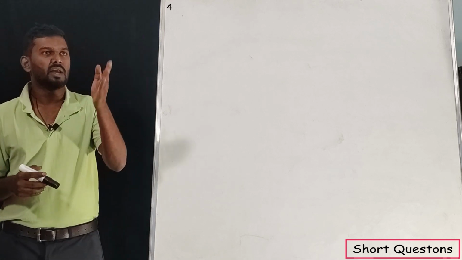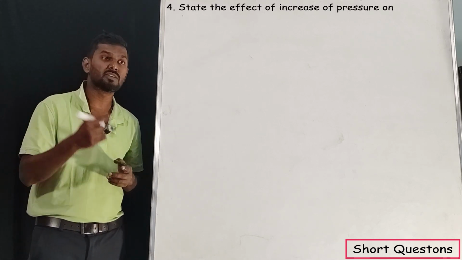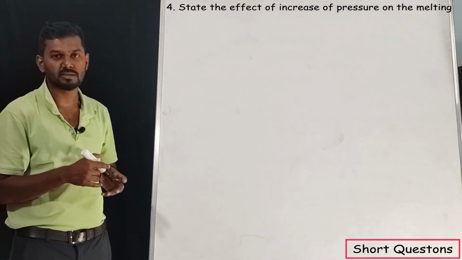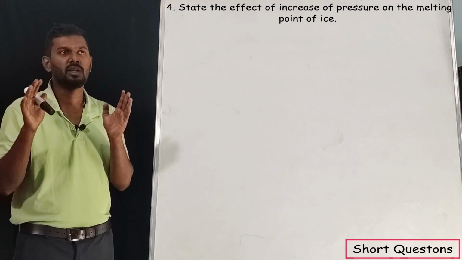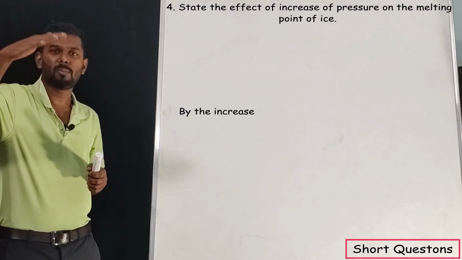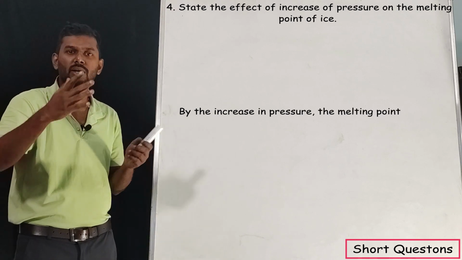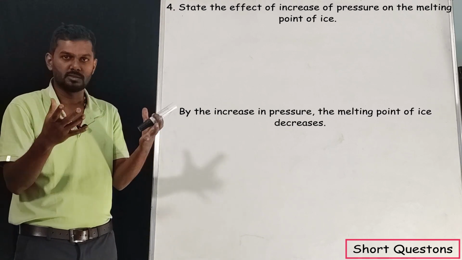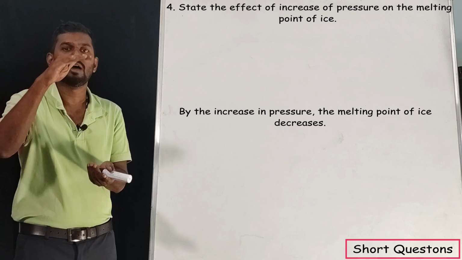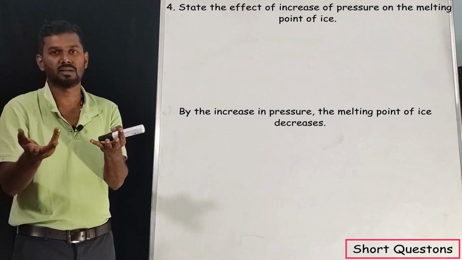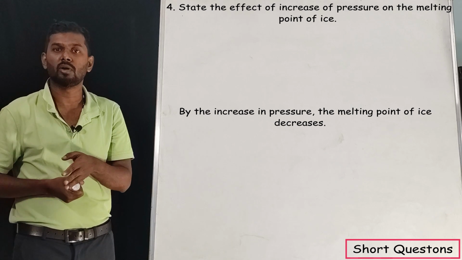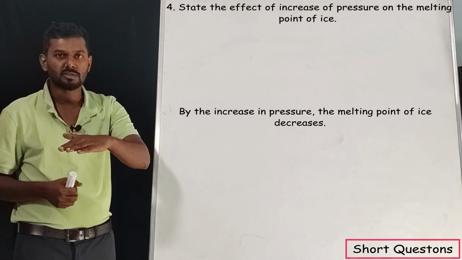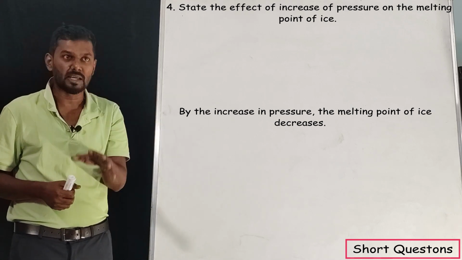Our next question: state the effect of increase of pressure on the melting point of ice. Very simple question. If you have seen the concept video, this would have been very easy for you. Whenever you apply pressure on ice, what happens? It will break. Once it breaks, the melting point of ice will decrease, so it melts faster. That's it. So if you increase the pressure, the melting point will decrease.